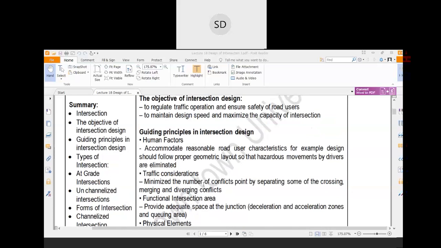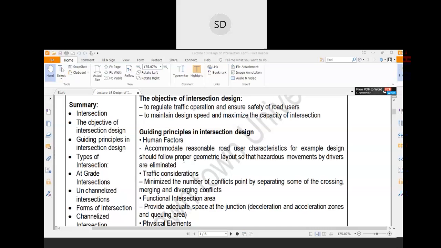Now there are different guiding principles. Guiding principles means the different factors which affect the intersection design. The first one is human factors. Human factors are very important because all vehicles are driven by humans, and we have different psychological and physical characteristics which affect our driving. So accommodate reasonable road user characteristics. For example, the design should follow a proper geometric layout so that hazardous movements by drivers are eliminated. Whenever you design the road, you always have to think about the different hazardous conditions which may appear because of faulty driving. Therefore, you need to enforce different geometric features over the intersection area.